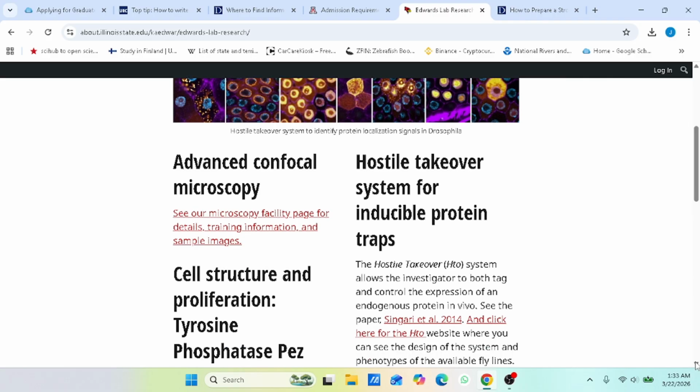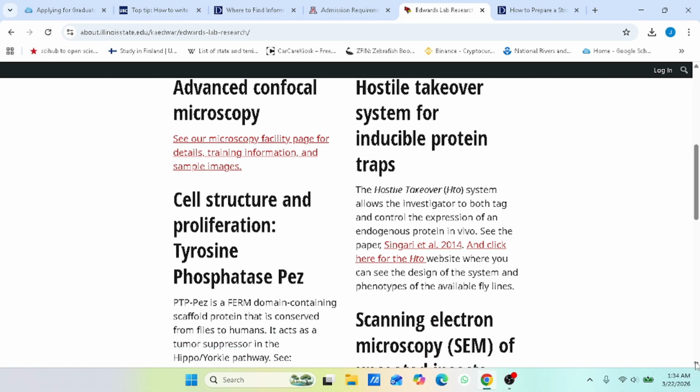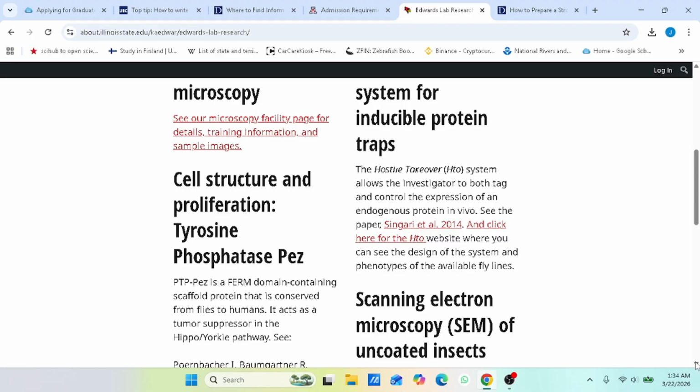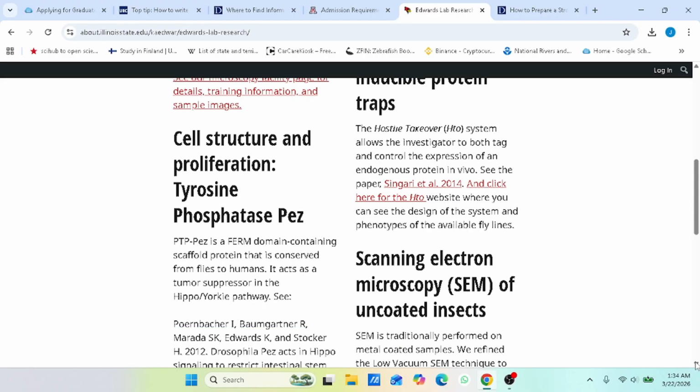So that is a summary of the research going on in the research group. Advanced confocal microscopy, hostile takeover systems for inducible protein traps, cell structure and proliferation, tyrosine phosphatase, scanning electron microscopy of uncoated insects. So now assume your research interests align, that is, they are similar or the same to these topics.